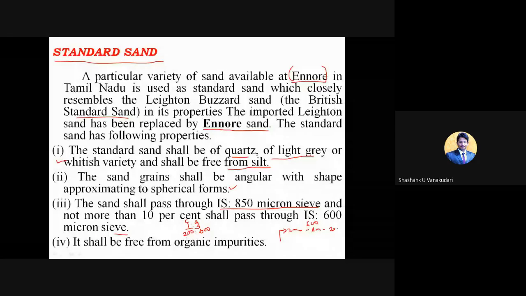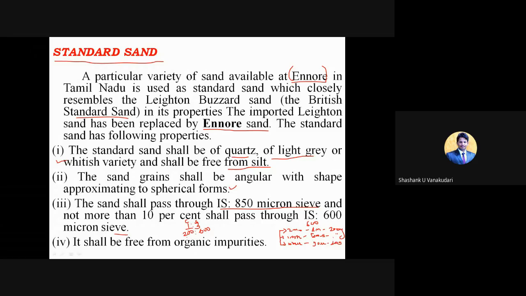Next, the sand passes 1 mm and is retained on 500 micron. That is also 200 grams. And then the third sieve, passing 500 micron and retained on 90 micron. That is 200 grams. So total 600 grams, right? This 600 grams we need to take in these sieves. Then only can we consider it a standard sand.